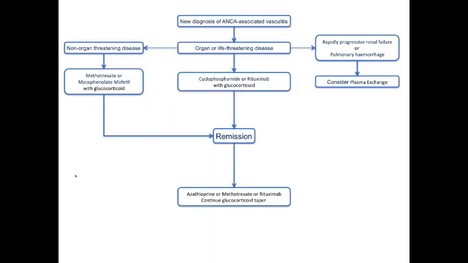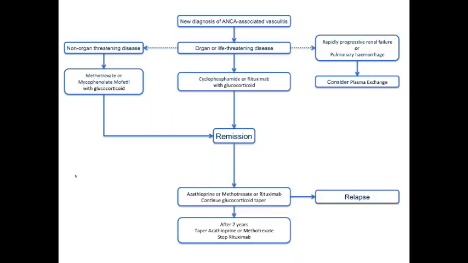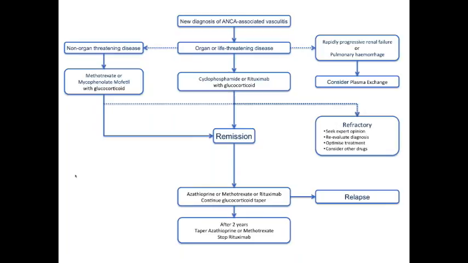Once remission has been achieved, then azathioprine or methotrexate or rituximab are used for remission maintenance, and the glucocorticoid steroid taper is continued. And then after 2 years, consideration should be given to tapering and withdrawing the azathioprine or methotrexate and to stopping rituximab. Patients who relapse get retreated as indicated before.